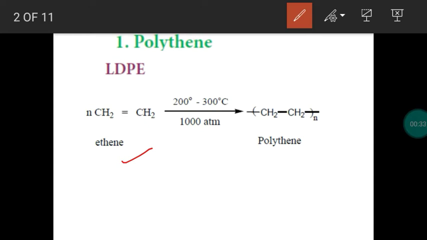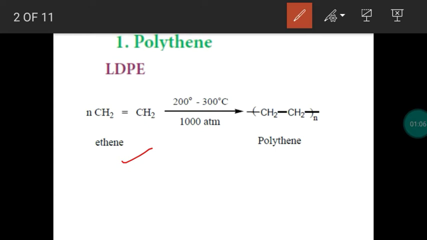So due to polymerization reaction, we get polythene. So ethylene becomes polyethylene. Polythene is an addition polymer which is of two types. One is LDPE, another one is HDPE, based on density. LDPE means low density polyethylene or polythene. HDPE represents high density polyethylene. Preparation of both the polyethylene molecules are given in our book.